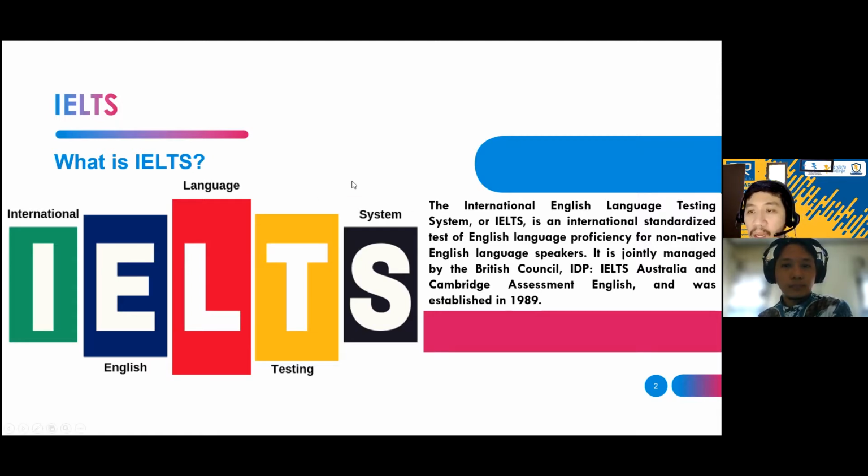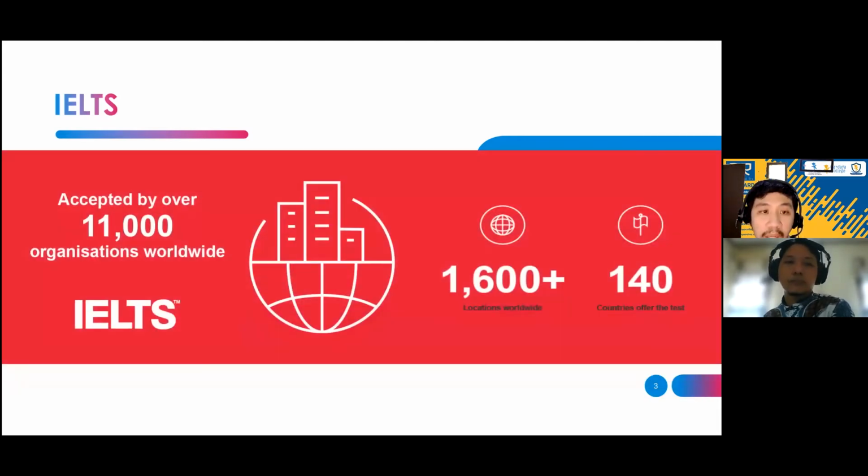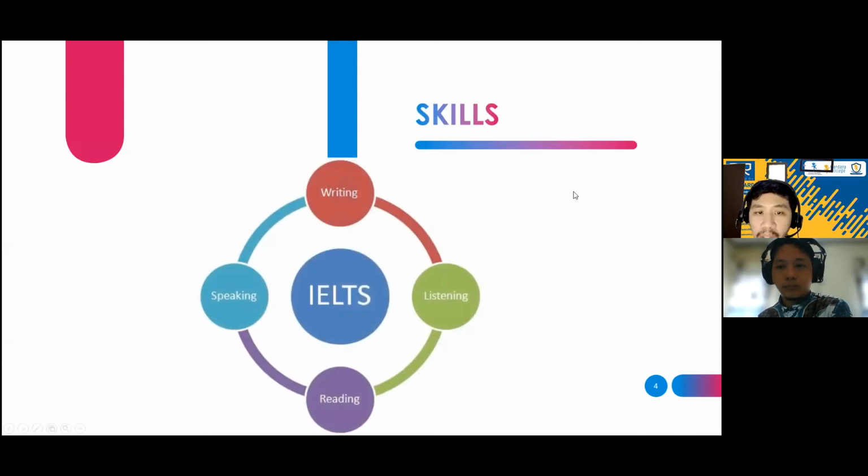As you can see, it is managed by IDP, IELTS Australia, the British Council, and Cambridge Assessment English, and was established in 1989. It's accepted by 11,000 organizations in 1,600 locations, and approximately 140 countries offer the test. These are the skills: we have 4 skills for IELTS, speaking, writing, listening, and reading.